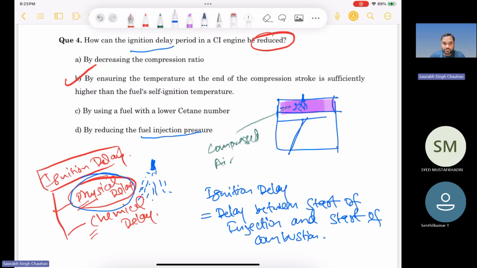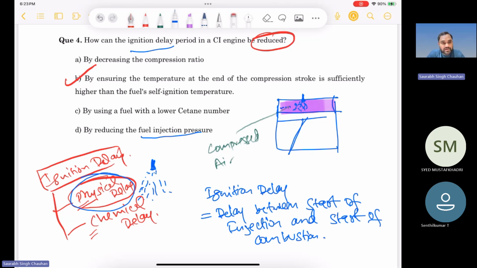500 bar and 1000 bar, these are very big numbers, right? In one bar there is 10 to the power 5 pascals. So the reason being that we want finer droplets. And one more thing is that if you are having bigger droplets, then what can happen? Sometimes it may happen that the droplet is not evaporated completely. So there can be some part that is not evaporated and not mixed with the air, and there can be incomplete combustion, right?